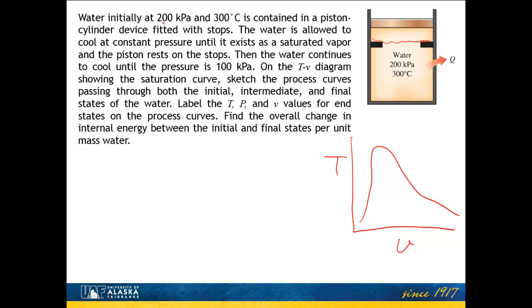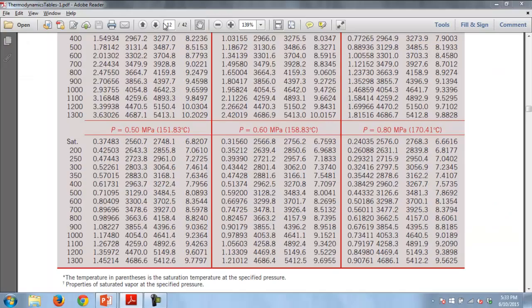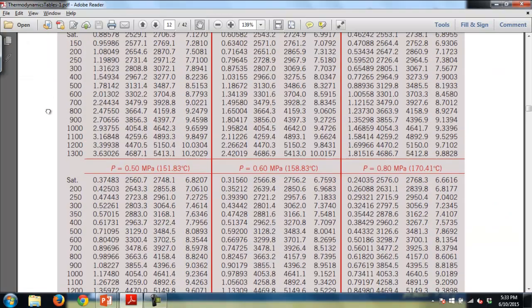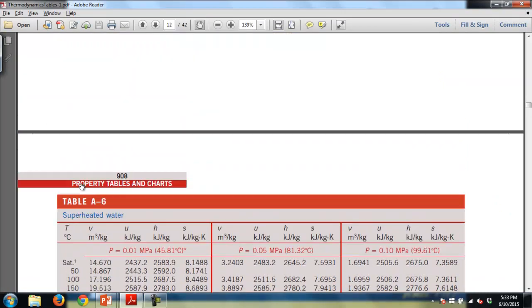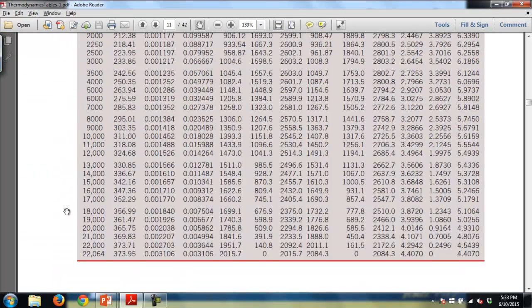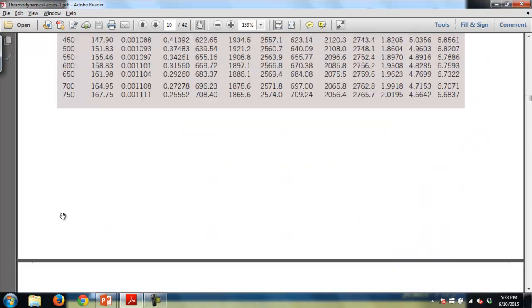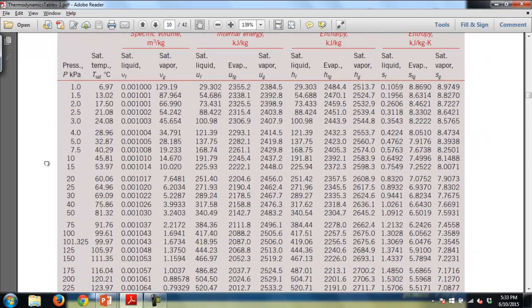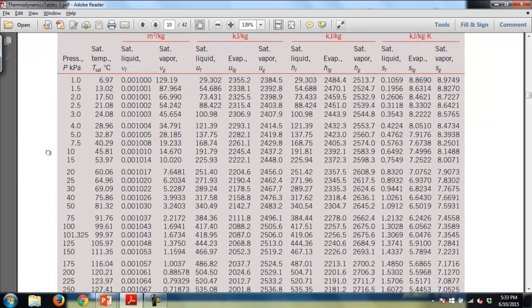So we know at 200 kPa and 300 degrees Celsius, if we go to our property tables, and now we need to go back up. And so again, we're at 200 kPa. So if I look at 200 kPa, okay, this is table A5, saturated water.